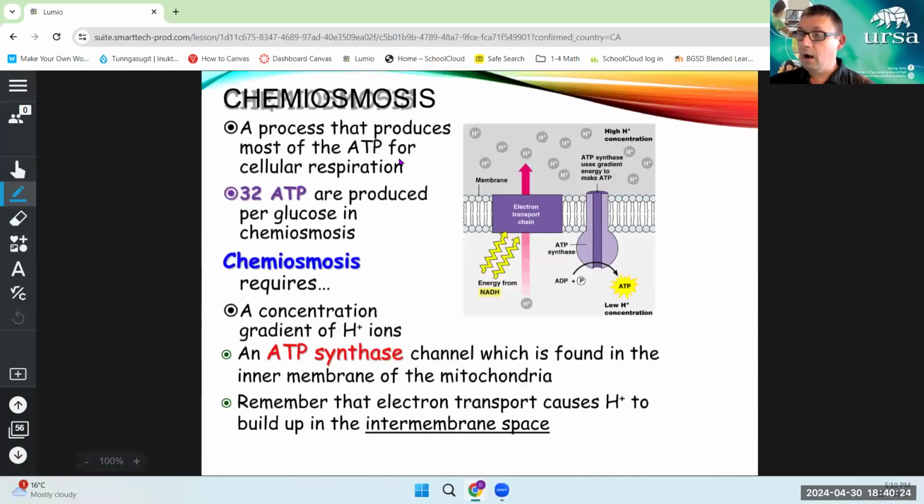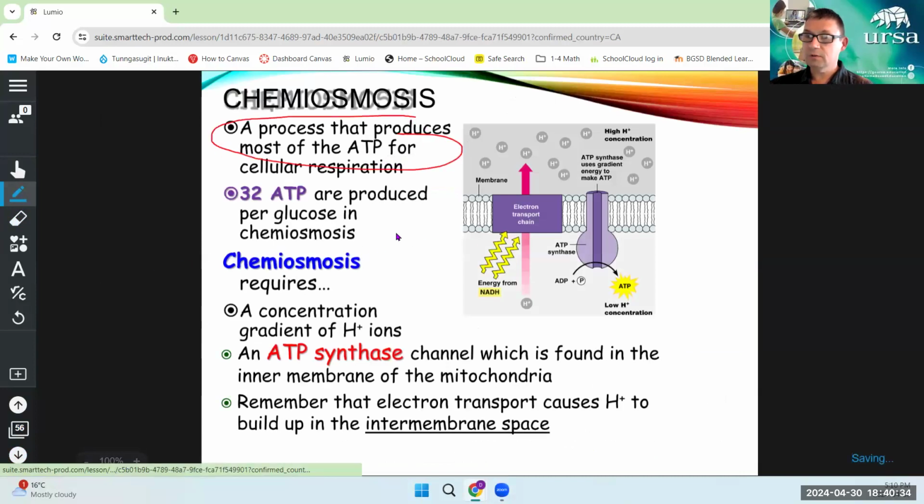Now, also contained in this is the process of chemiosmosis. Chemiosmosis is what produces most of the ATP for cellular respiration. In fact, for every glucose, we get 32 ATP produced by chemiosmosis. Now, what does it require? It has to have hydrogen ions. It has to have an enzyme, a channel, which again is found in the inner membrane.